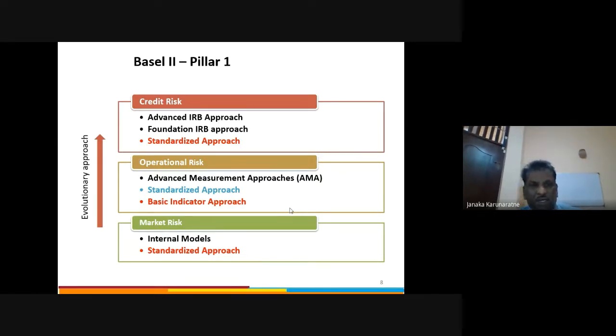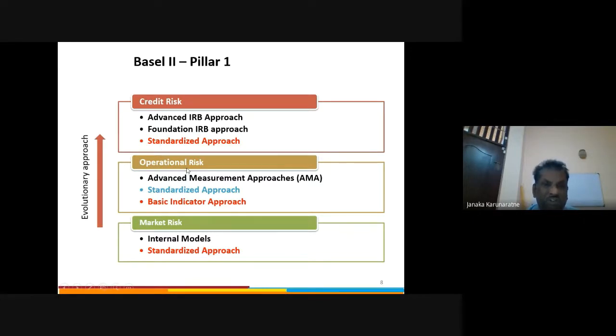Then there are 2 ways you can measure. We are not going to go too technical. I will explain a little bit towards the latter part. Then there are 2 approaches for the internal rating based approach: the advanced approach and the foundation approach, and the standardized approach, which is mostly used in Sri Lanka. Some of you, in the particular area of your job, probably would know in detail.